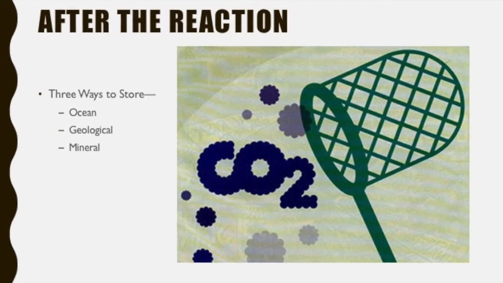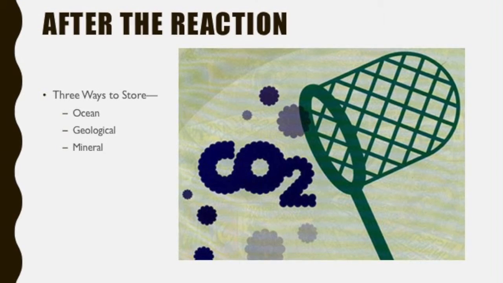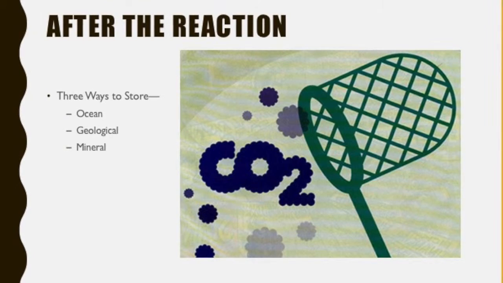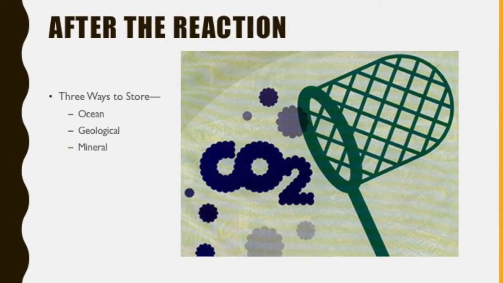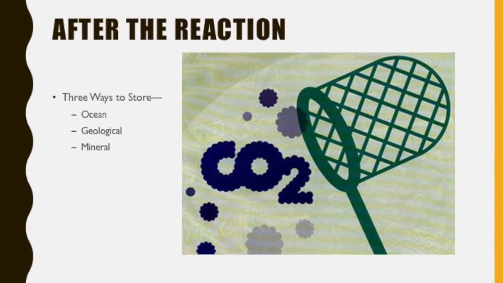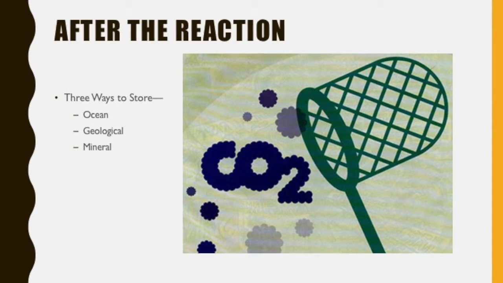Geological storage is done by injecting the carbon dioxide in a supercritical state into a rock formation. Supercritical is a state where the material is at a higher pressure and higher temperature than the critical point of that material. Mineral storage is done by reacting the carbon dioxide with metal oxides to form stable metal carbonates. Let's take a look at this reaction for mineral storage.